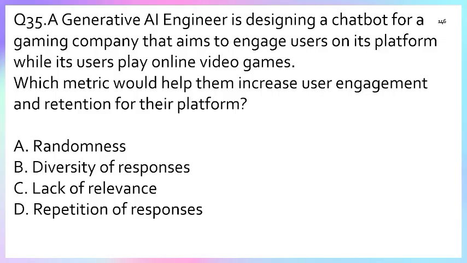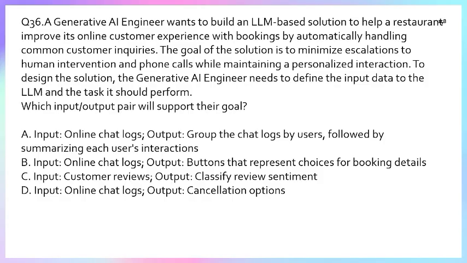So the correct answer is option B, diversity of this type. Question number 36. A generative AI engineer wants to build an LLM-based solution to help a restaurant improve its online customer experience with booking by automatically handling common customer inquiries. The goal of the solution is to minimize escalation to human intervention and phone calls while maintaining personalized interaction. To design the solution, the Gen AI engineer needs to define the input data to the LLM and the task it should perform. Which input and output pair will support their goal?